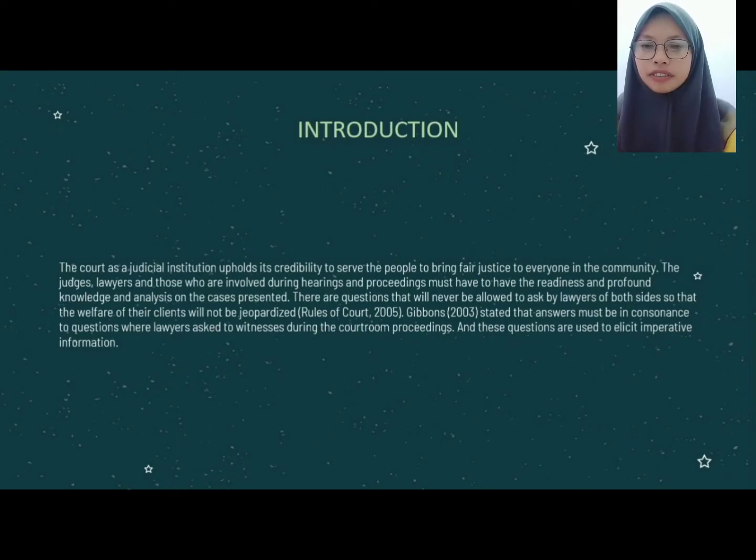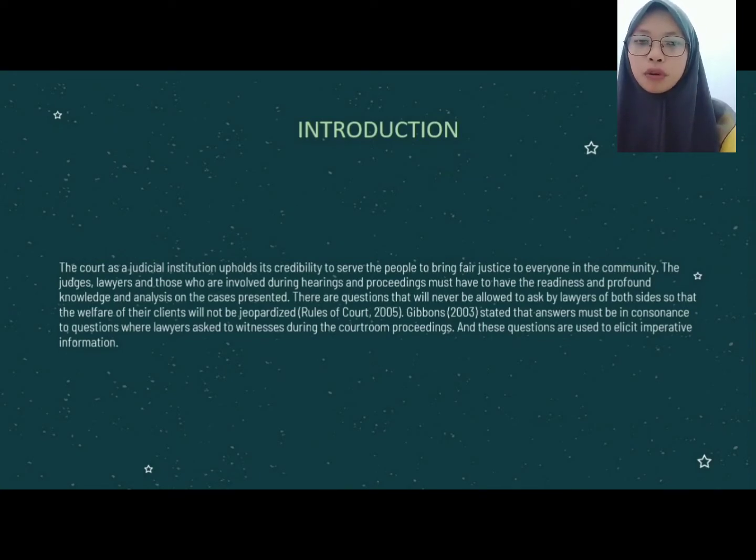Okay, for the first is introduction. The court as a judicial institution upholds its credibility to serve the people to bring fair justice to everyone in the community. The judge, lawyer, and those who are involved during hearings and proceedings must have the readiness and profound knowledge and analysis on the cases presented. There are questions that will never be allowed to be asked by lawyers of both sides so that the welfare of their clients will not be jeopardized.